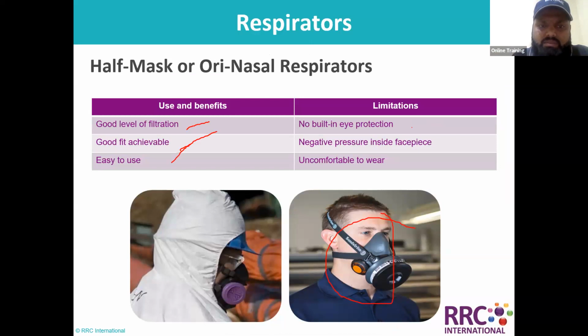But what are the limitations? No built-in eye protection, because this is a half face mask. Negative pressure inside the face piece. There is no positive pressure. And then it is uncomfortable to wear because of this negative pressure.